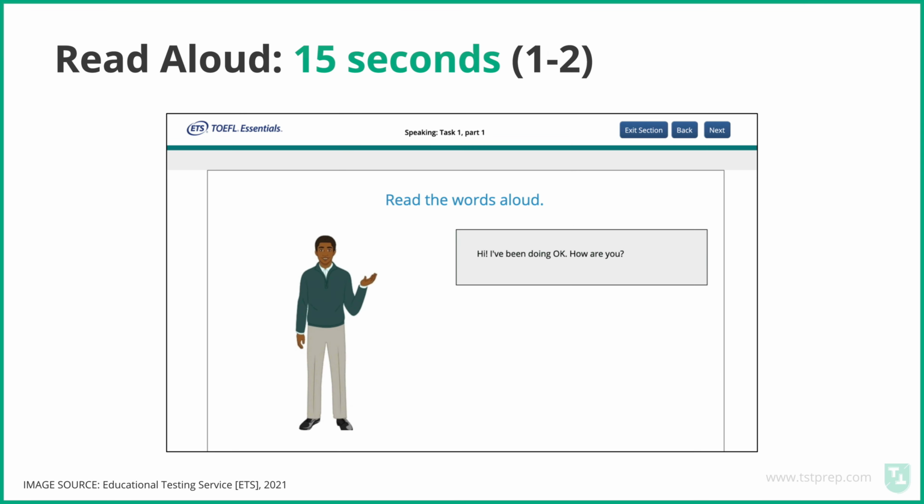This is a read-aloud task. It's pretty simple. You basically read what is written. So here you would have to read, "Hi, I've been doing okay. How are you?" You don't have to sound so sarcastic like I do. But so that's, you have 15 seconds to do that.